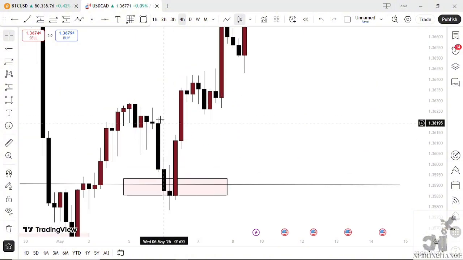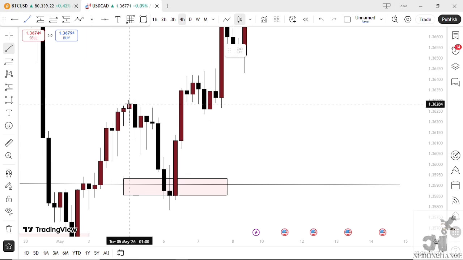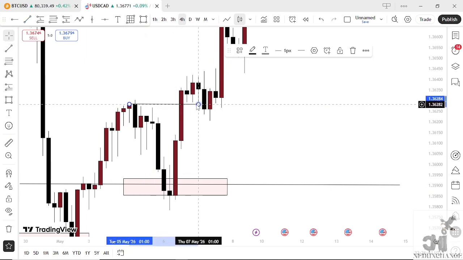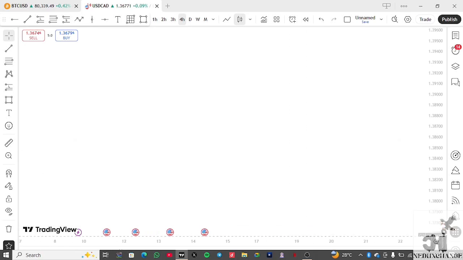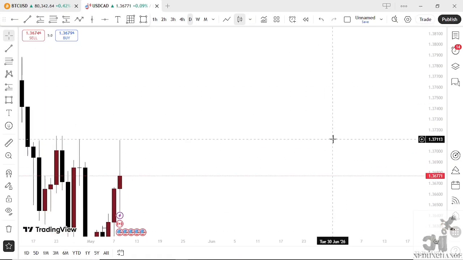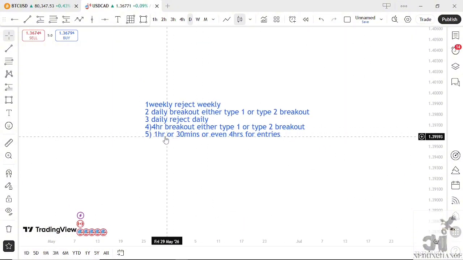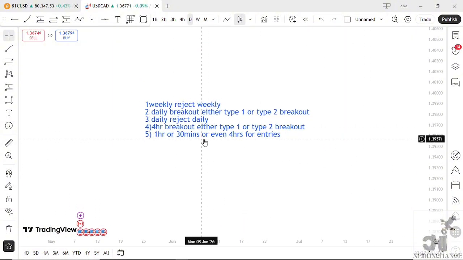Yes, so this is your 4-hour breakout right here. Now, what was next? Entries. Okay, for 1 hour, 30 minutes or 4 hour entry. That's what was next.